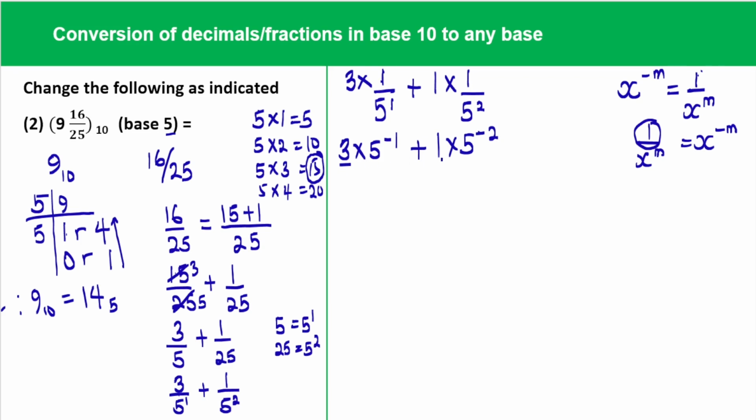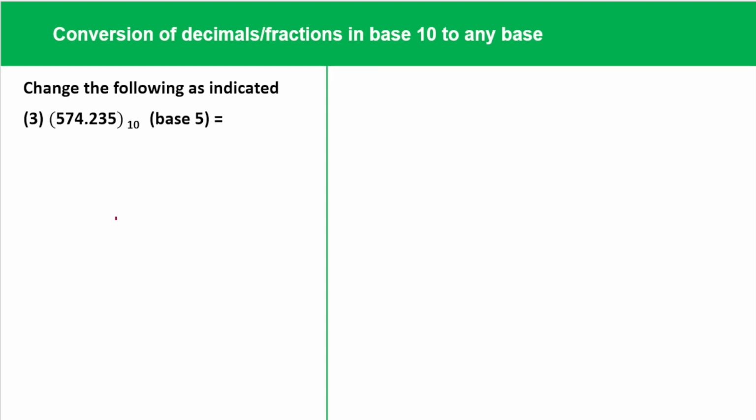Now, this 3 and this 1 will be combined together to form our answer for the fractional part. Therefore, 9 whole number 16 over 25 base 10 will be equal to, we write the answer first for the whole number part. For the whole number part, the answer is 1 4, then point. For the fractional part, the answer is this 3 and this 1 combined together. That will be 3 1 base 5. Therefore, 9 whole number 16 over 25 is equal to 14.31 base 5. Example 3.